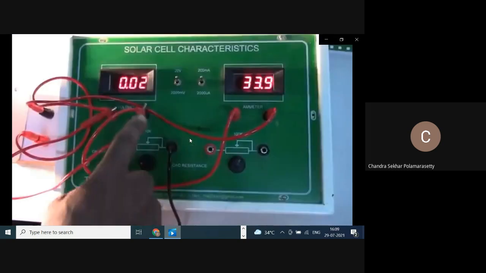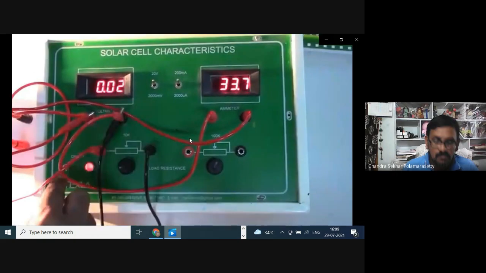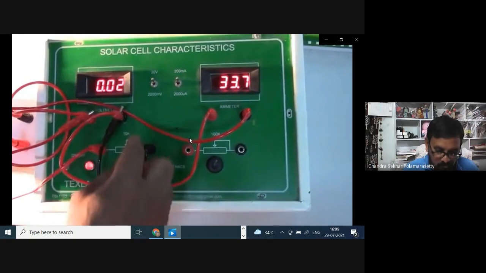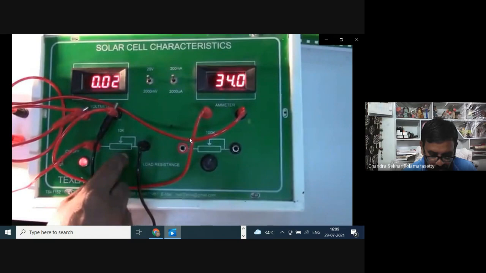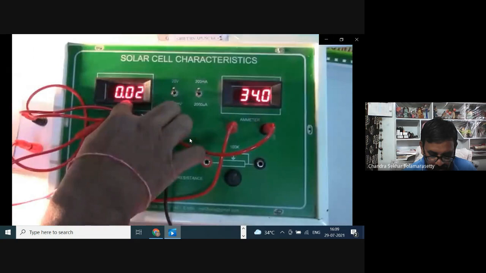Next, this part is completed. Next, move part. The negative terminal is connected to the positive terminal. Here, this is the voltmeter negative terminal, and this is connected to the milliammeter positive terminal. This is the milliammeter positive.